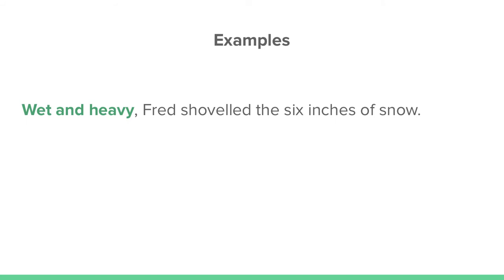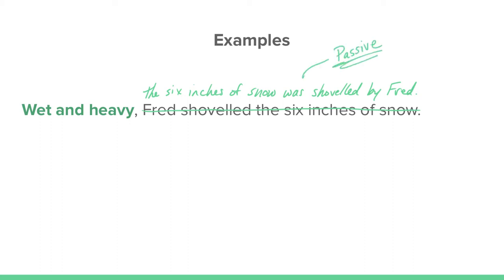The easiest way is to change the subject of the sentence. So instead of wet and heavy, Fred shoveled the 6 inches of snow, one option is this. Wet and heavy, the 6 inches of snow was shoveled by Fred. But that's not really a good option because what you've just done is made it a passive sentence unnecessarily. So, no, let's not do that. Let's figure out a different way to fix it.